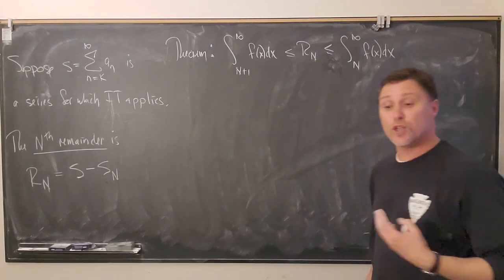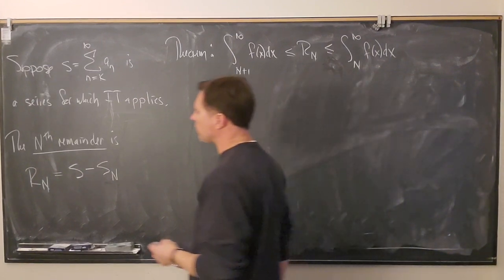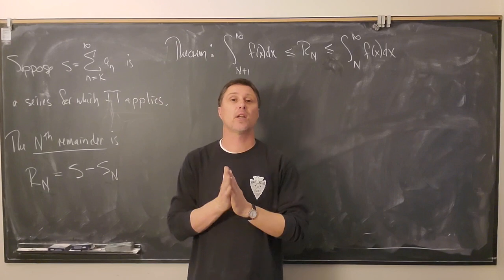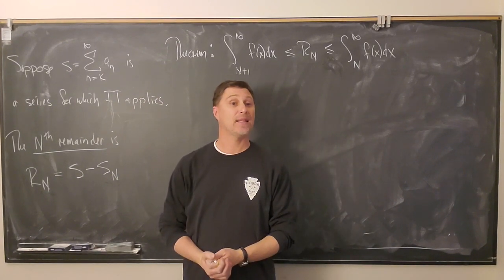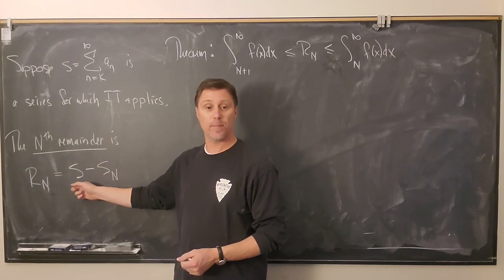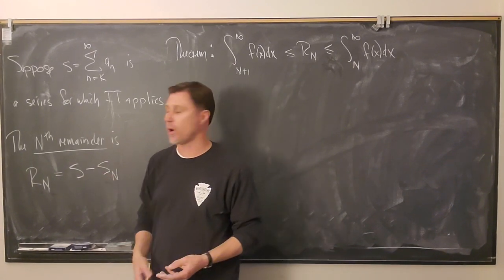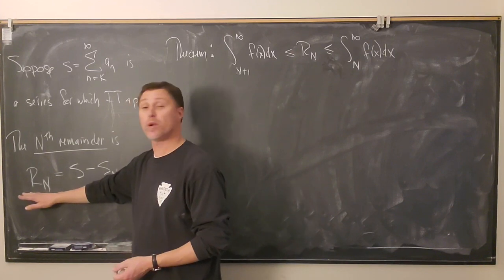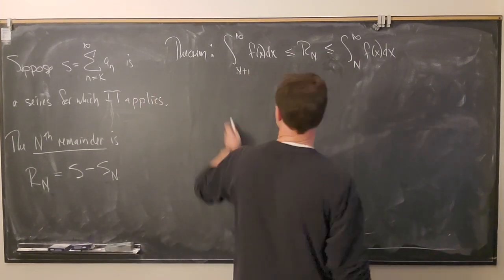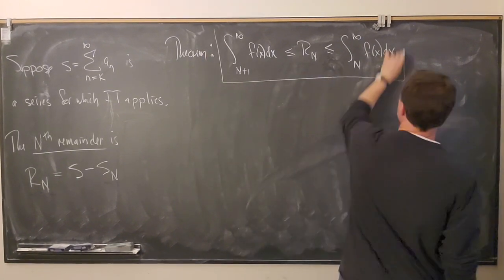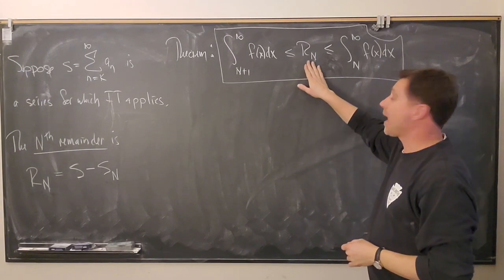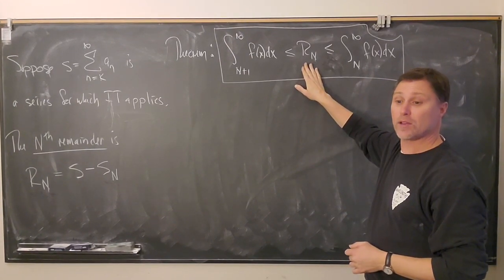So what does this do for us? Well, the remainder is telling you the error, right? In practice, you'd like to know how good or bad the error is. How close is the approximation to the actual sum? If you're trying to get a good approximation, then you want to make your remainder small. And so this inequality tells us how small the remainder is.